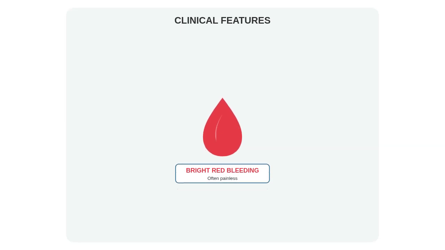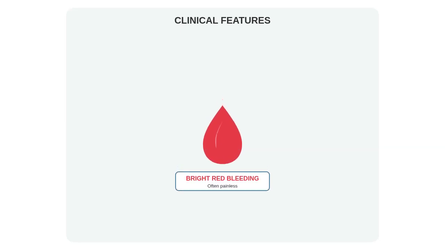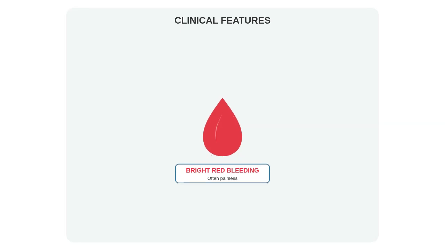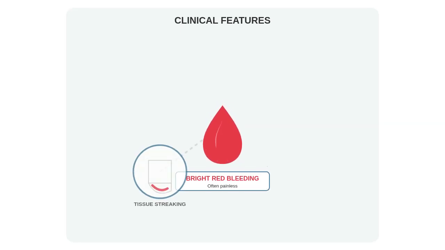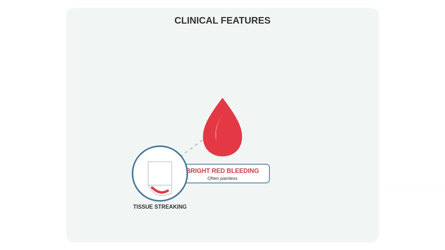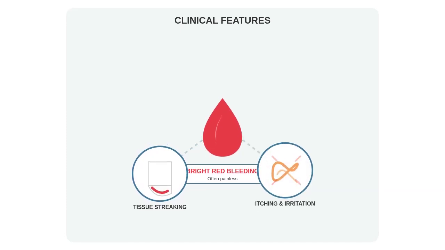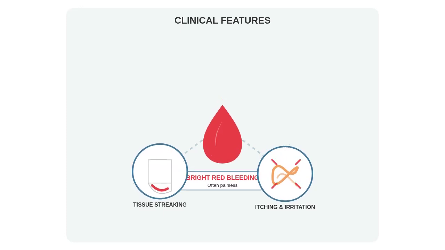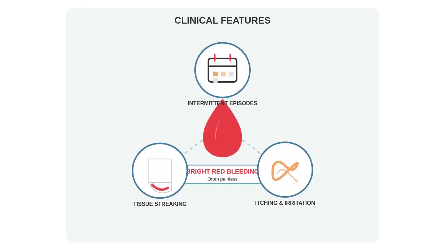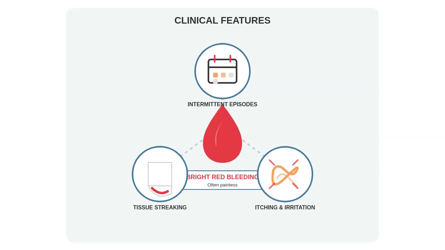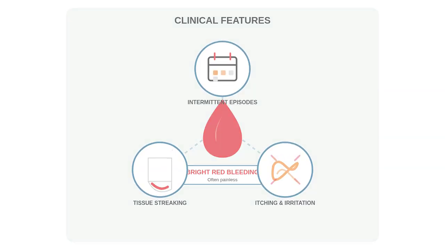The clinical features depend on the severity and type. Bright red painless rectal bleeding is the most common symptom. Blood is usually seen as spotting around the toilet, streaking on toilet tissue, or visible on the surface of the stool. Itching and irritation are also commonly observed. Symptoms are often intermittent, with each episode lasting a few days to a few weeks.